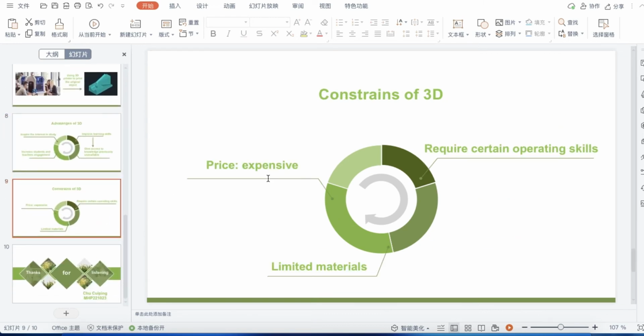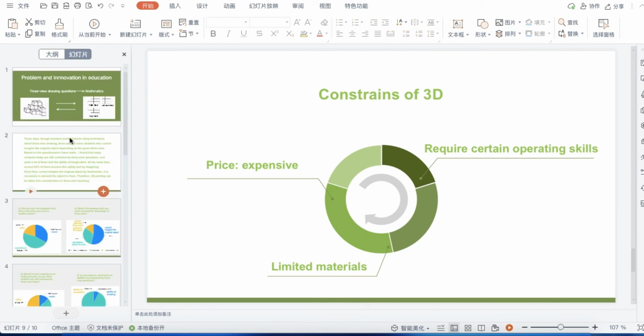But at the same time, there are some constraints of a 3D printer. First is the price. Compared with a normal printer, it is a little bit expensive. And secondly, it needs certain operating skills. If a teacher doesn't know how to operate the 3D printer, it can be a big problem. So we need to find some skillful teachers to teach the students how to use the 3D printer. And finally, there is the limited material, compared with a normal printer, which just needs some paper to print. The 3D printer needs specific materials.